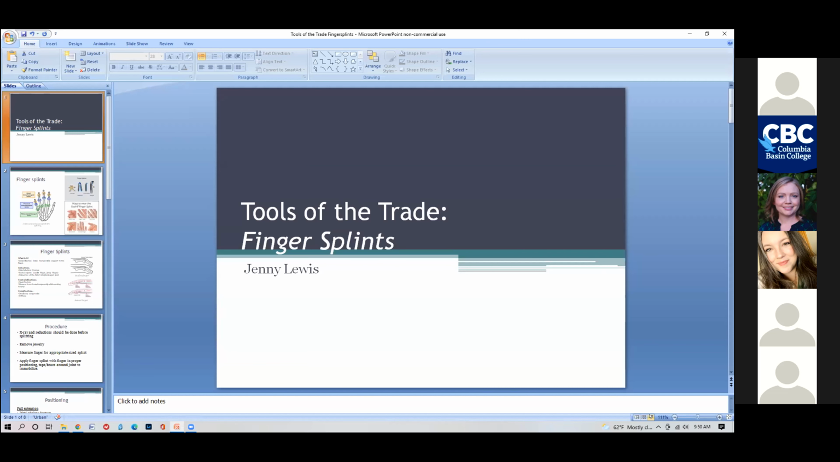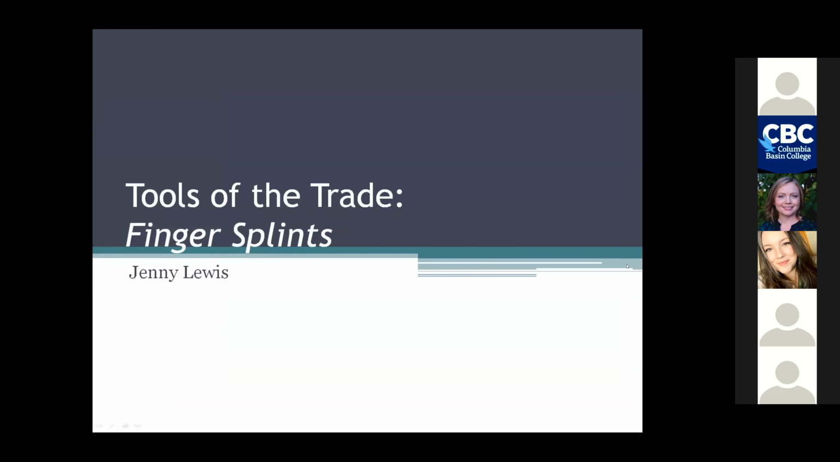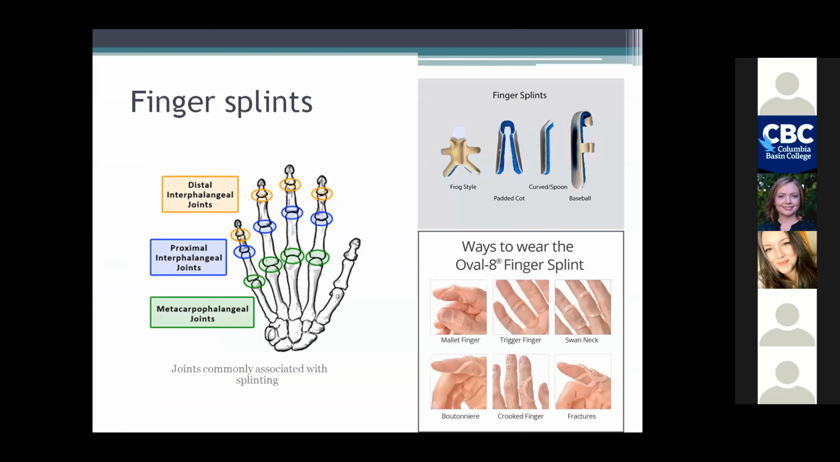Yes. Okay, perfect. All right, so I'm doing tools of the trade, finger splints. Before I talk about finger splints, I just want to give you guys a visual of the joints that we commonly use the splints for. So we have the distal, the proximal, and the metacarpophalangeal, which is our knuckles. And on the right, we have different types of finger splints, the padded type, as well as this minimalistic, the oval 8 finger splint.